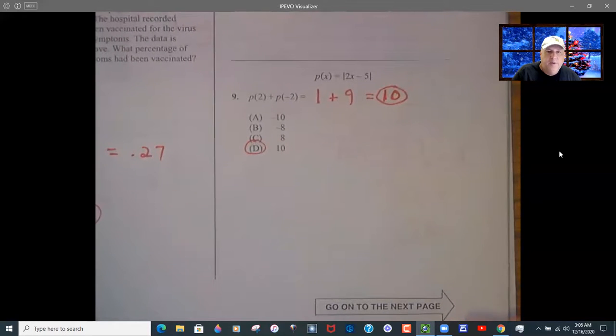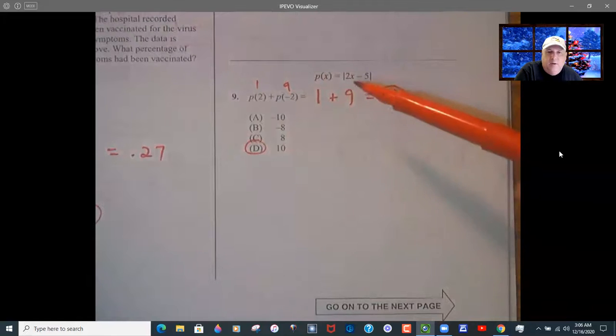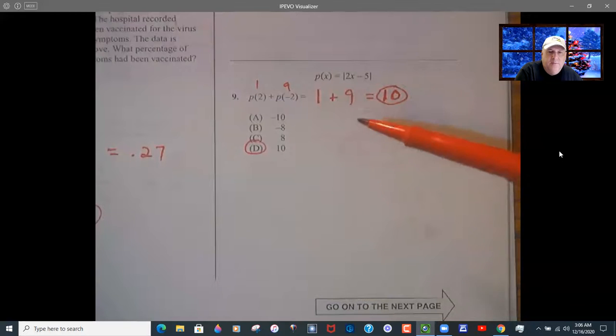Here's an easy one. P of 2 plus P of negative 2. So you're substituting in 2 and negative 2, knowing that absolute value means make it positive. So P of 2 is negative 1 inside. Absolute value of negative 1 is 1. So P of 2 is 1. And then P of negative 2 would be negative 4 minus 5, which is negative 9. And then the absolute value of that is positive 9. 1 plus 9 is 10.